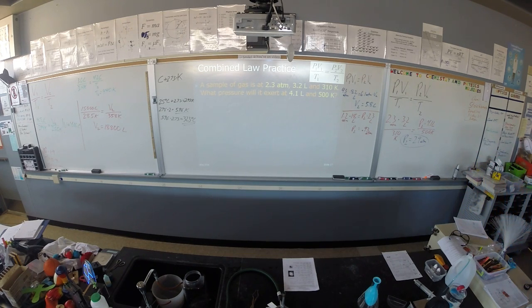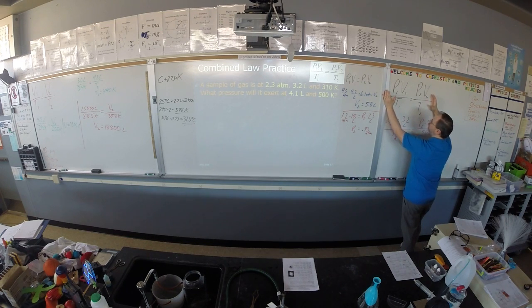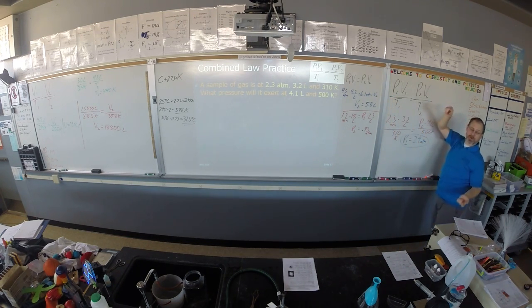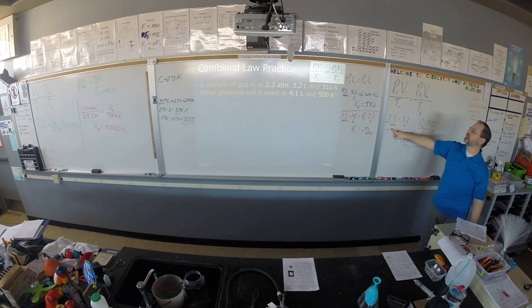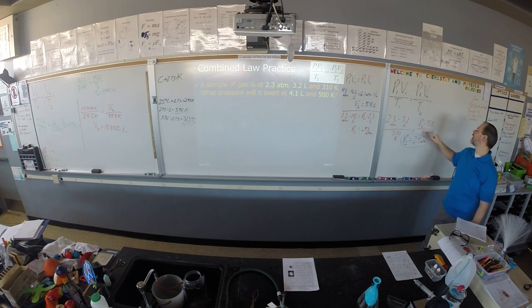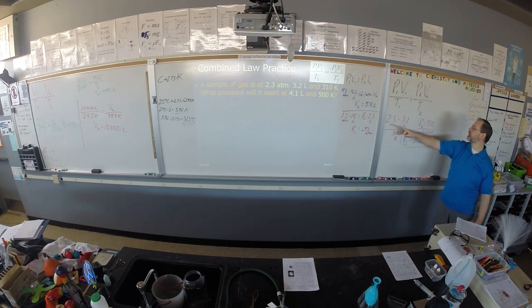Question. Okay, guys. The question was, how do you solve this? And the answer is, take your formula, P1 V1 over T1 equals P2 V2 over T2, and then plug in your relevant values from your exercise. This does require you to read the exercise and decode it. A sample of gas at 2.3 atmospheres, 3.2 liters, 310 Kelvin. What pressure, P2, will it exert at 4.1 liters and 500 Kelvin? Once you've filled this out, you choose whichever math technique you like best. What I would do is find out what this whole number is, and then multiply it by 500 to get rid of the denominator, and divide it by 4.1 to get rid of the numerator.